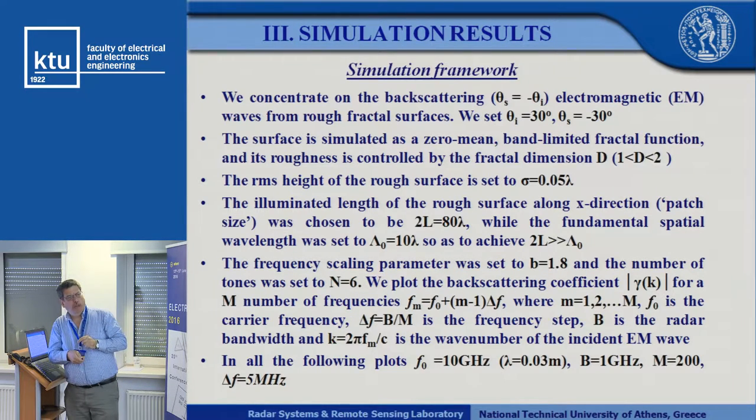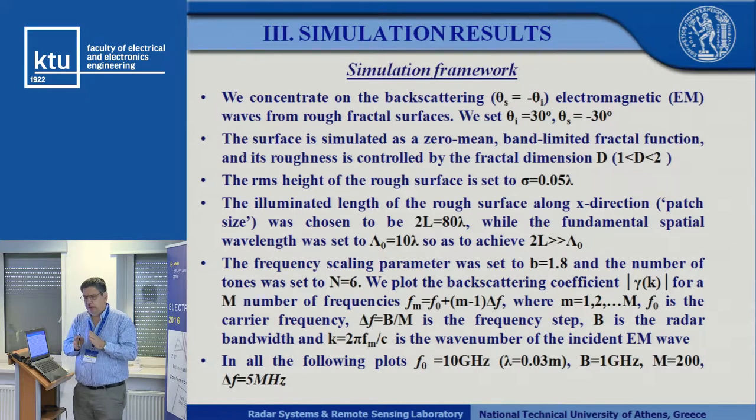So the initial carrier radar frequency is 10 gigahertz, and we're using M pulses, which constitute a burst of the radar, and this M equals 200 in this simulation, and the bandwidth is 1 gigahertz. So actually, this is a spectral method. This is, I think, the main point. We are calculating the backscattered electromagnetic field for different frequencies, and the physics of the phenomenon of the method actually is resonance. So not to tire you very much.